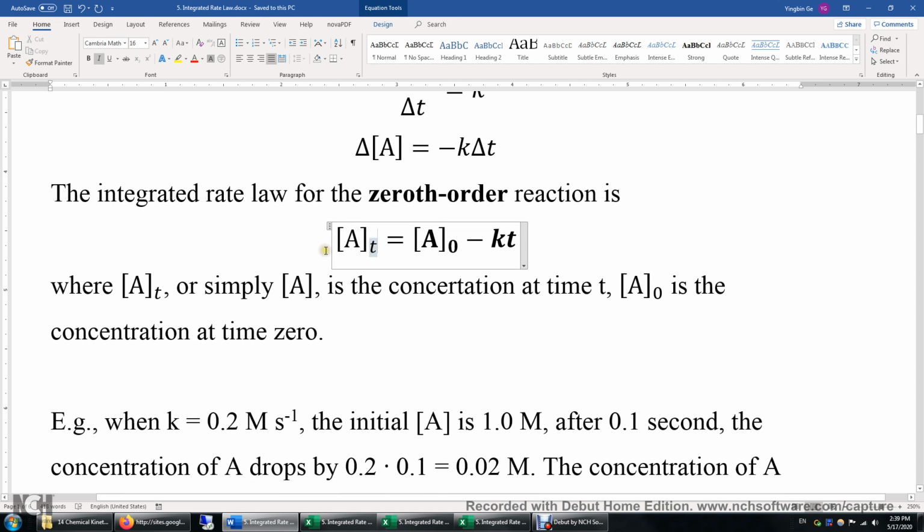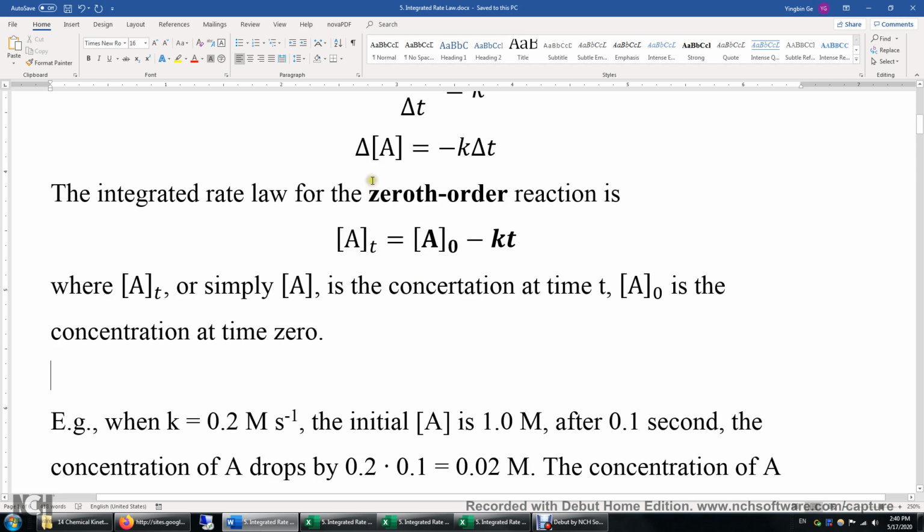For example, if K is 0.2 molar per second, again, in this case, zeroth order reactions, the unit of K is the unit of R, and K is equal to R. And then I'll give you the initial concentration of A, which is 1.0 molar. After 0.1 second, what's the concentration of A?